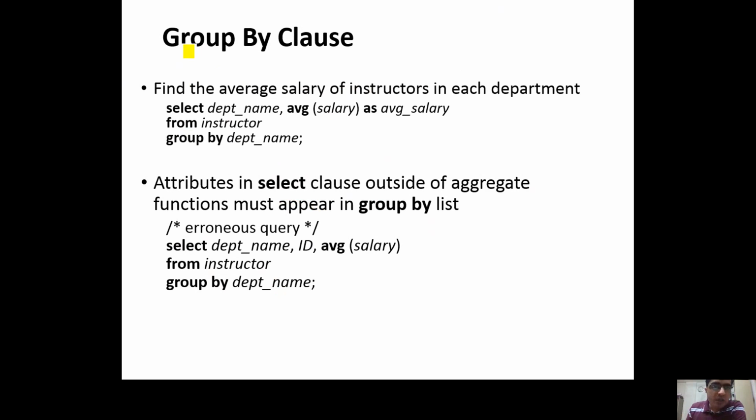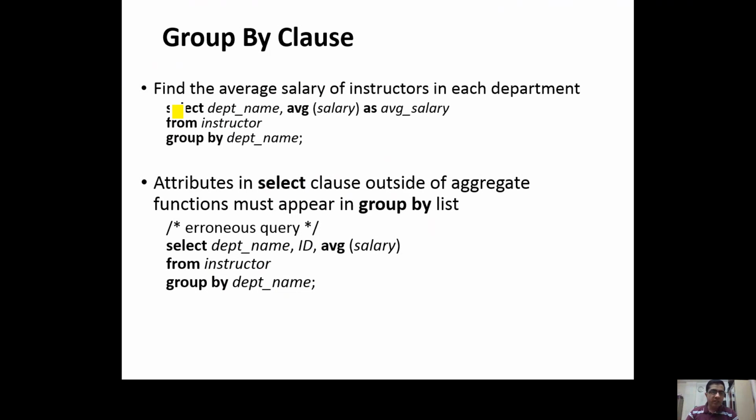The next part of this tutorial is the group by clause. With the group by clause, we can group the values of a specific column, and then perform operations like finding the average salary department wise. If there are 5 departments present in instructor, then for every department, what is the average salary? So we need to group the department names and then apply the average, max or min function.